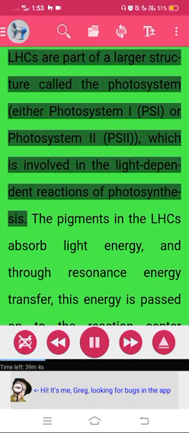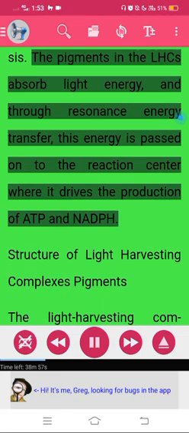LHCs are part of a larger structure called the photosystem, either photosystem I (PSI) or photosystem II (PSII), which is involved in the light-dependent reactions of photosynthesis. The pigments in the LHCs absorb light energy, and through resonance energy transfer, this energy is passed on to the reaction center where it drives the production of ATP and NADPH.